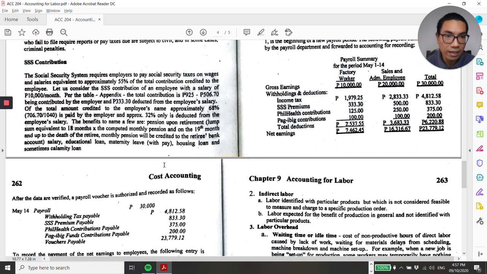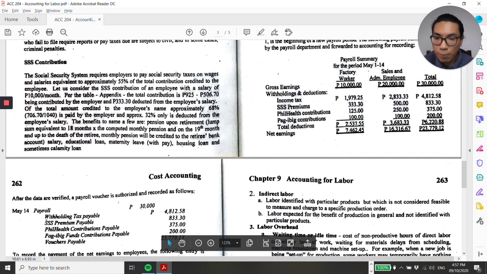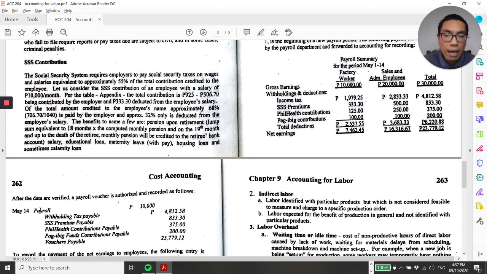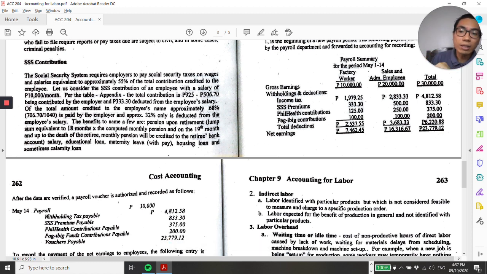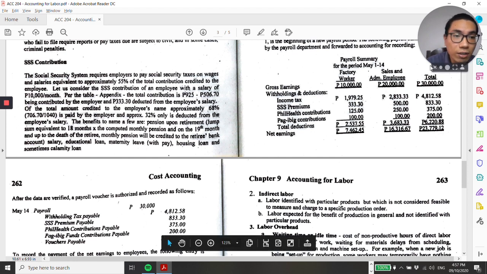If the payout to our employees is on the 14th, let me write it out so you can see. Technically, we need to debit the related payroll expense for this particular payroll transaction and credit the related payables. The credits would be composed of the related contributions, the withholding taxes on payroll, and of course, how much the actual payout to the employees will be. And based on the problem, our total compensation is 30,000.